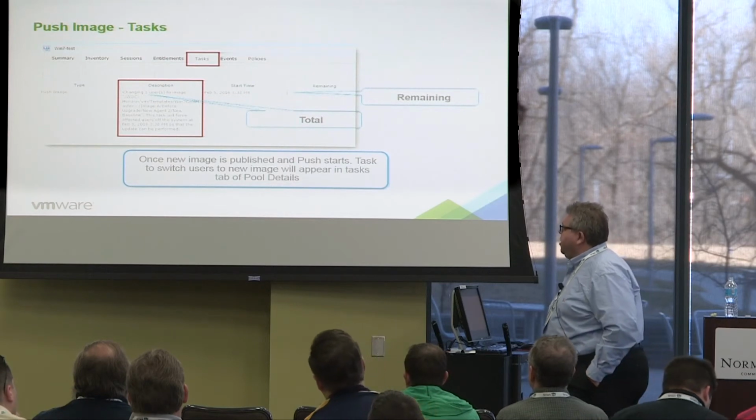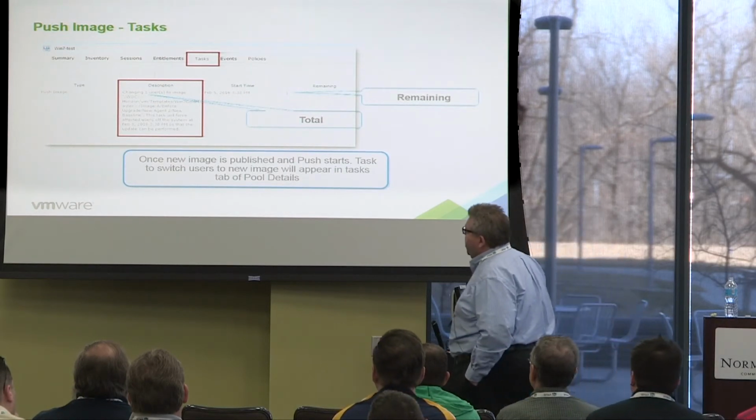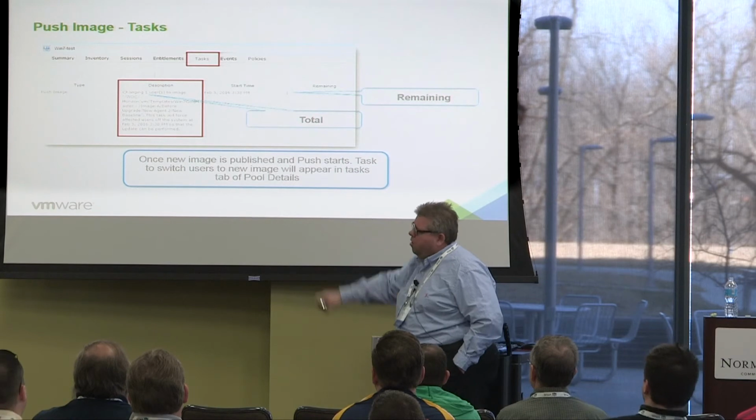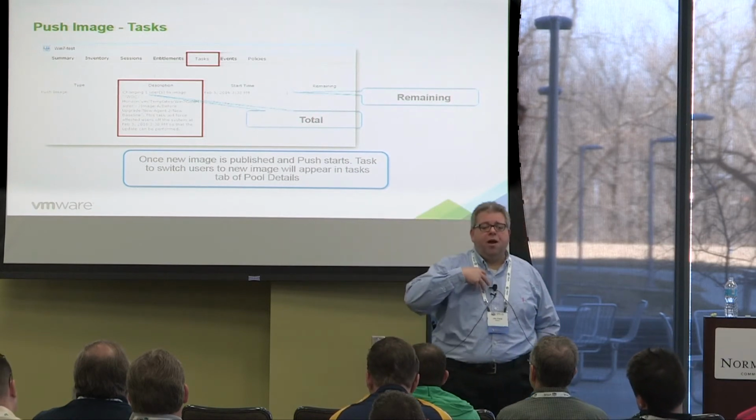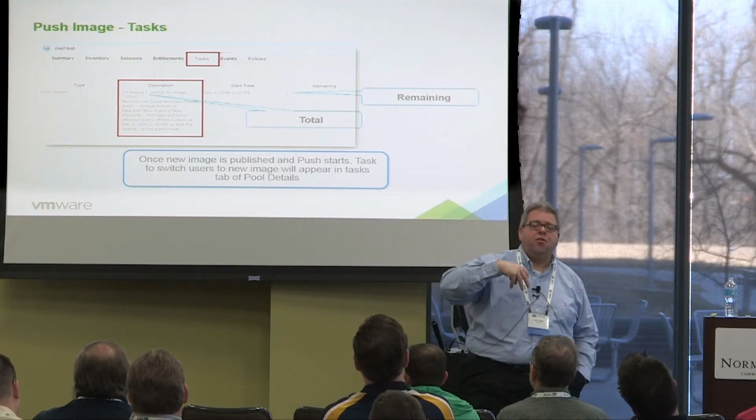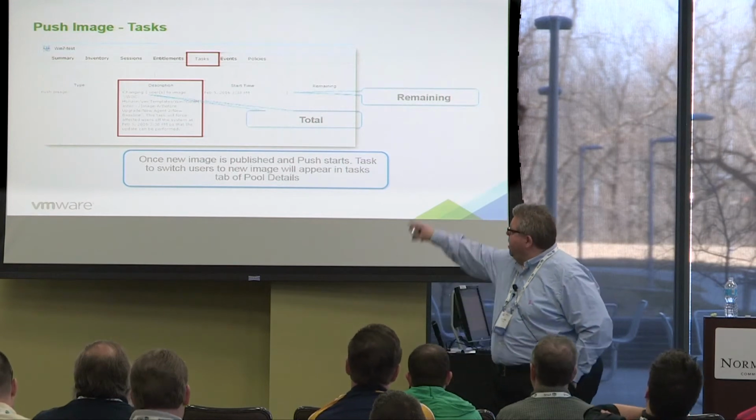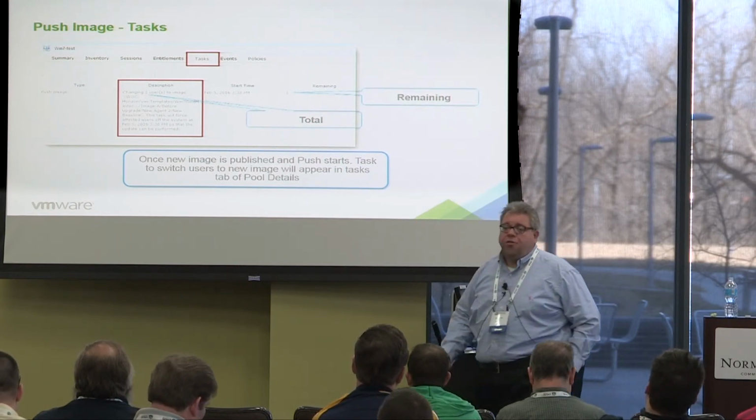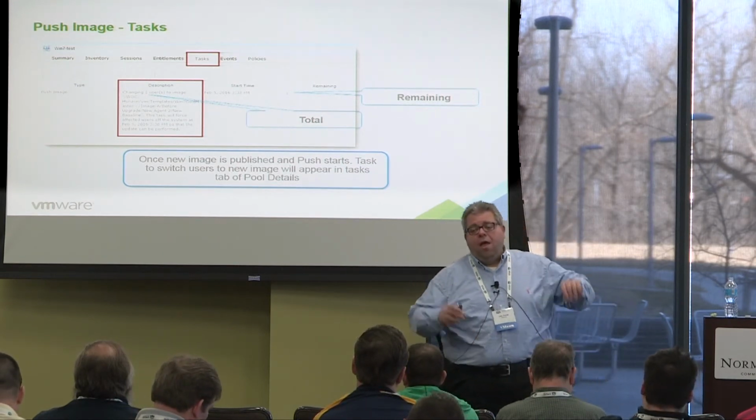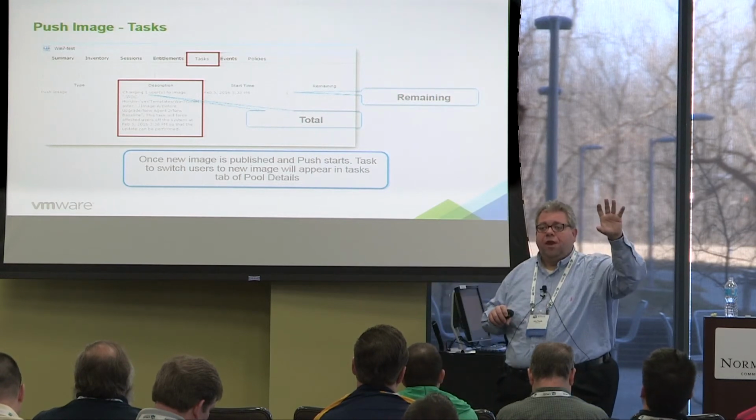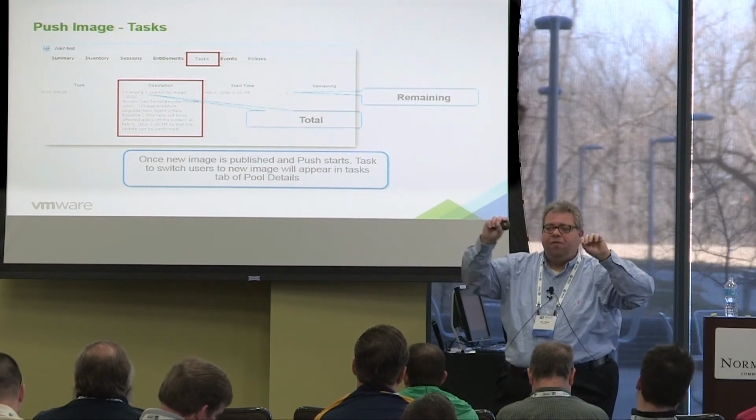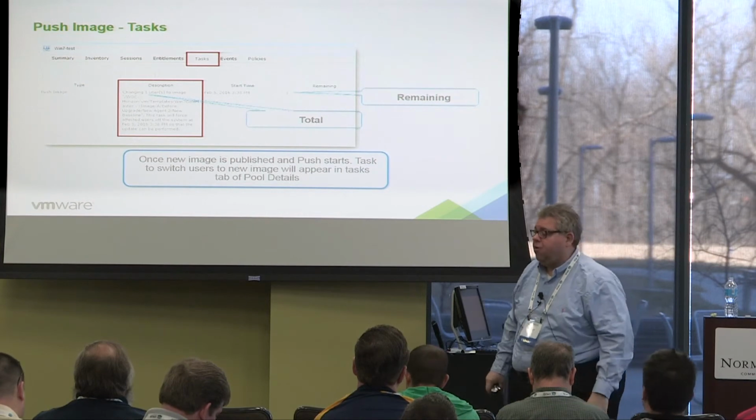And then I also can go into the Tasks tab, and I can see a total. So the large square is showing me I'm pushing out, in this case, a total of 1, but let's say it's a total of 100 desktops. And in that remaining column, what I see is how many are left to go. So that number is going to change. I have 100 total that I'm pushing out, and remaining might be 50. That lets me know I'm halfway through that operation.